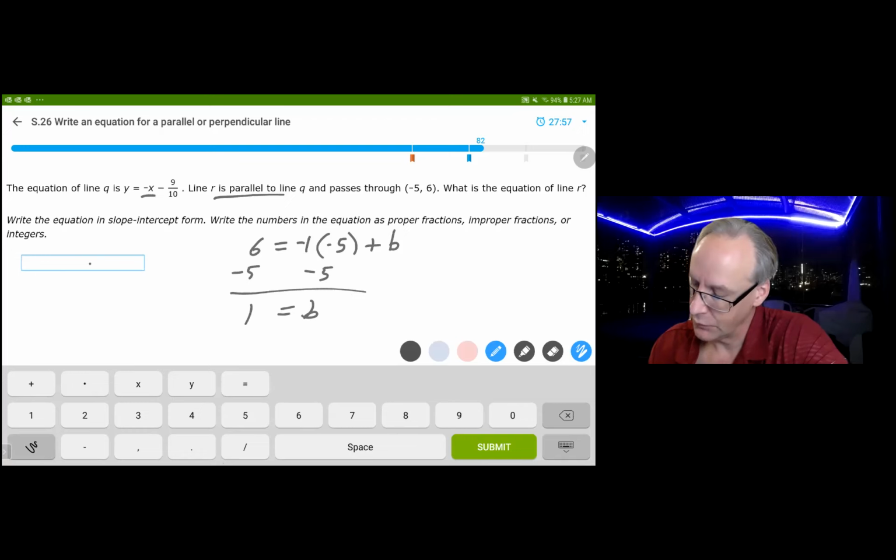So we have y equals negative. If you want, you could put -1x. I don't think it'll count it wrong. And then I'm going to add 1. Should be fine. If you put -x plus 1, it should work as well.